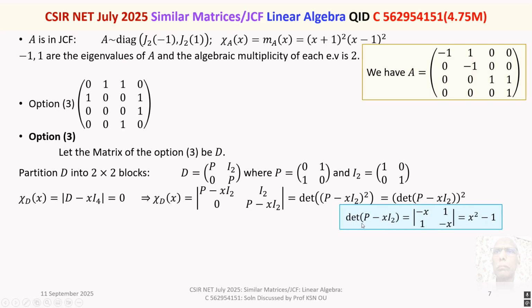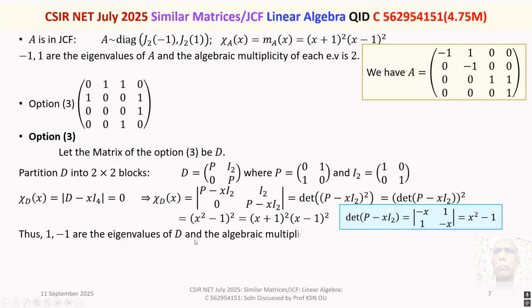And the determinant of P minus xI2 is, take P, subtract x times I2, you get this matrix, and the determinant when evaluated you will get x square minus 1, and that will be x square minus 1 whole square, and that is x plus 1 whole square into x minus 1 whole square. What we see is 1 and minus 1 are the eigenvalues of D, and the algebraic multiplicity of each eigenvalue is 2, just like A.